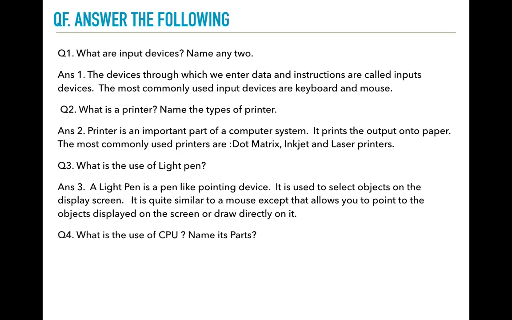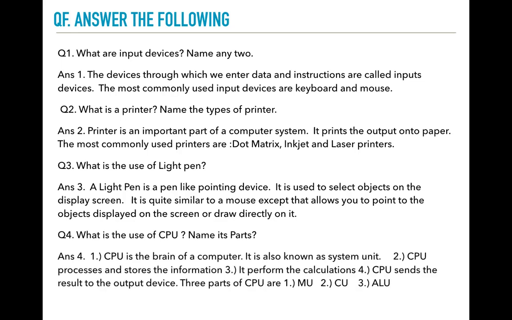What is the use of CPU and name the different parts of it? As we know, CPU is the brain of a computer. It's also known as system unit. CPU processes and stores the information. CPU helps to perform the calculations. CPU sends the result to the output devices, right? Now, the three parts of CPU are MU, CU, and ALU. MU is memory unit, CU is control unit, and ALU is arithmetic and logical unit.